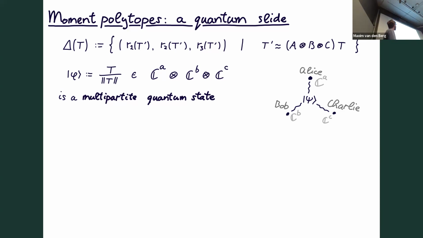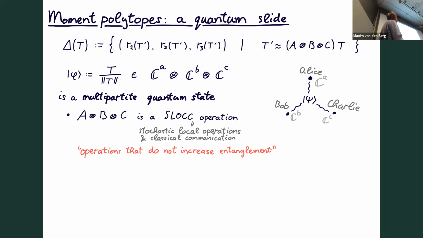So I have these three systems here, and I can think of, let's say, three parties, Alice, Bob, and Charlie. They share some multipartite quantum state. And then these ABC operations that I do here, they have a physical interpretation as LOCC operations. So these are stochastic LOCC: local operations and classical communication, but with stochastic added. Which is basically saying I can do local operations, local unitaries, classical communication, and using these operations, I can get arbitrarily close from my state T to T prime.